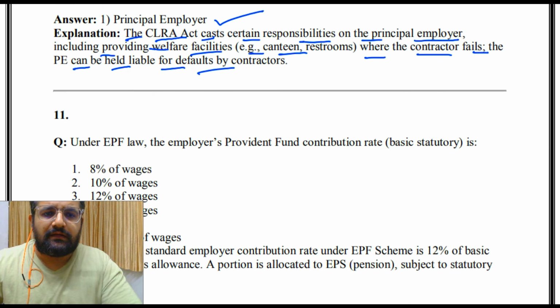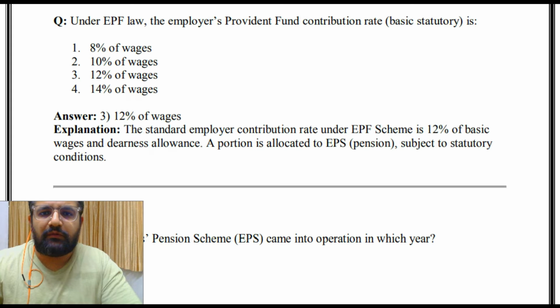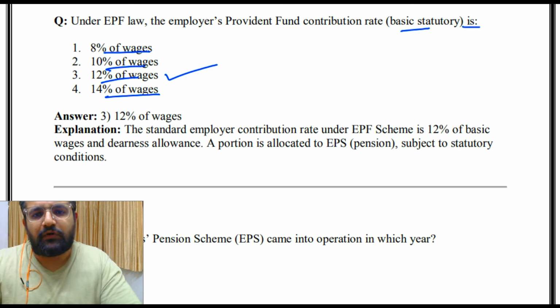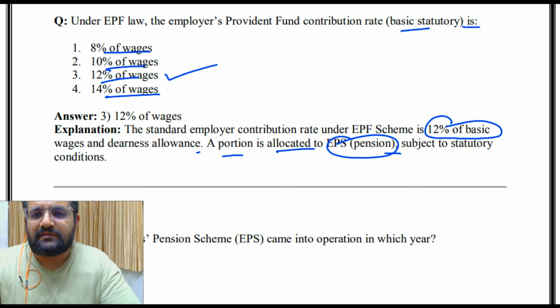Then under EPF law, the employer provident fund contribution rate basic statutory is 8% of wages, 10%, 12 or 14. So answer is 3, that is 12% of wages. The standard employer contribution rate under EPF scheme is 12% of basic wages and dearness allowance. A portion is allocated to EPS scheme pension subject to statutory conditions.